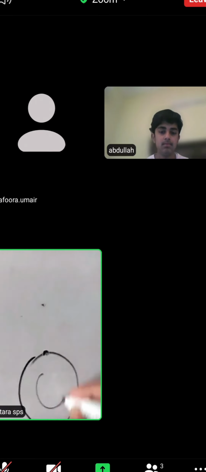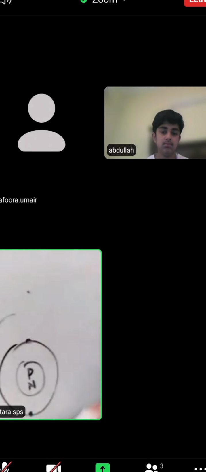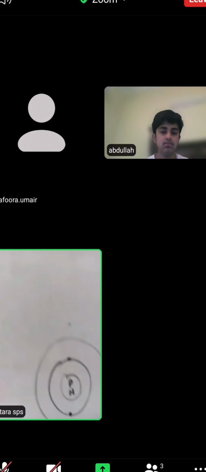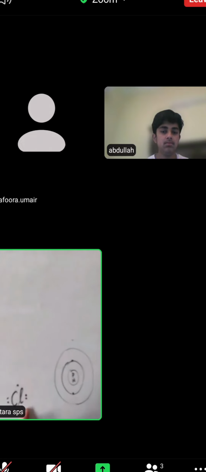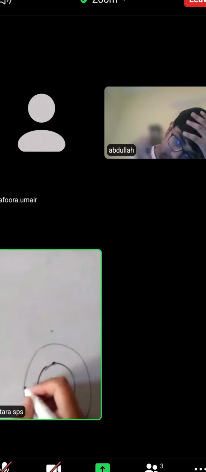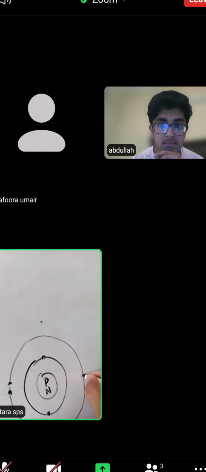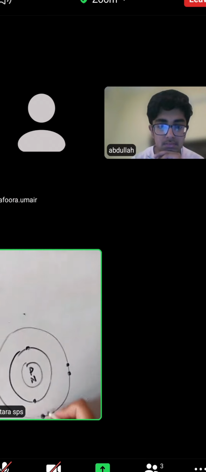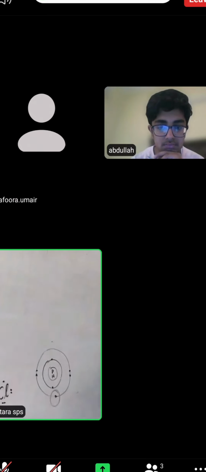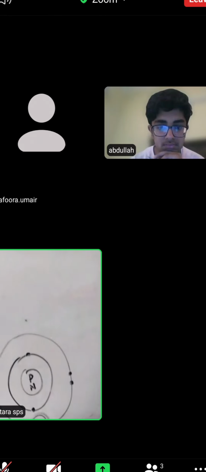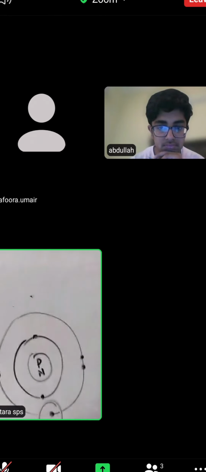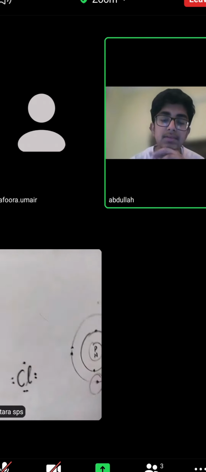This is the proton and neutron, and the other orbits here. Total 7 electrons are there in the orbits of chlorine. These are 2, 4, 6, and this one is alone here. It has no pair of electrons. So in this way, this atom is called a free radical. Free radical means it has an electron without a pair.